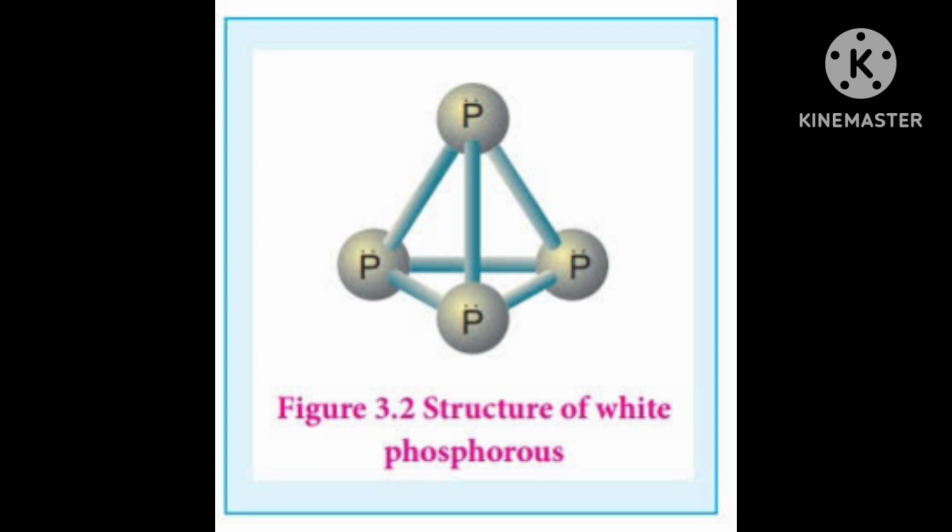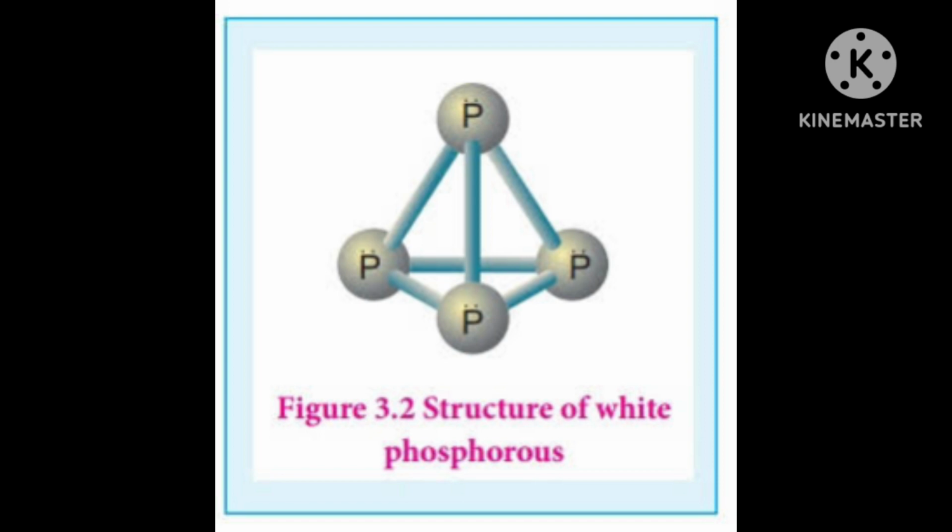It will give two products: PH3 plus 3NaH2PO2, that is sodium hypophosphite. This is for IIT-JEE: hypophosphite, not phosphide. Here we are getting PO2, 3NaH2PO2, that is called sodium hypophosphite. This is the balanced equation.